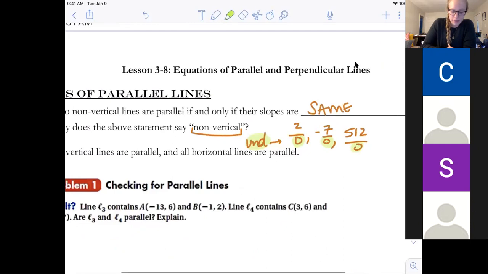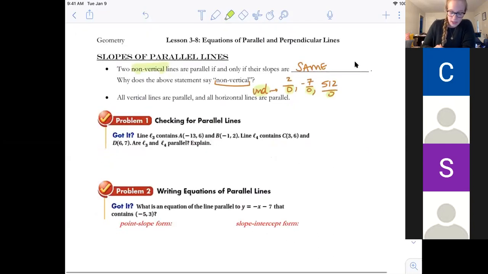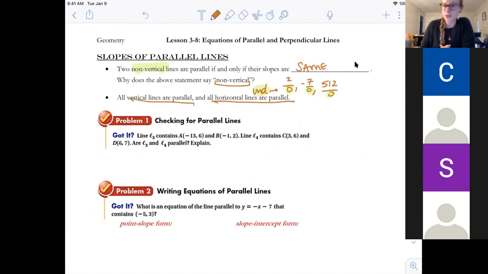But we specify by saying non-vertical lines will have the exact same slope, because vertical lines could not have the same slope and still be vertical and still be parallel. Another thing to note, all vertical lines are parallel, all horizontal lines are parallel. So that's just a good thing to notice.